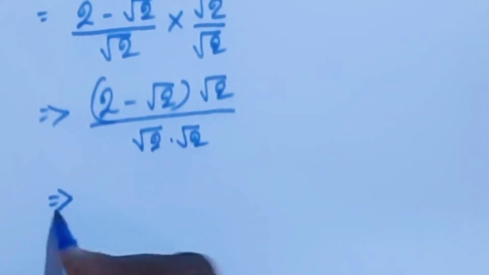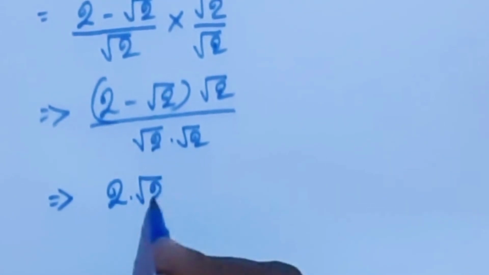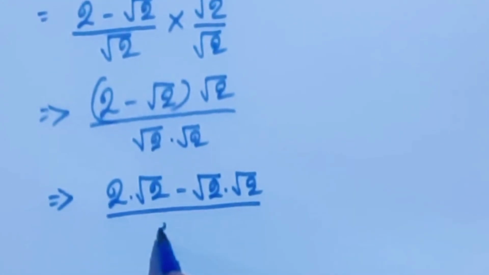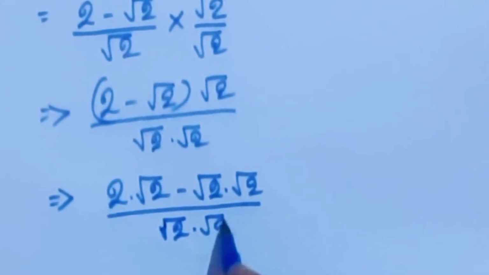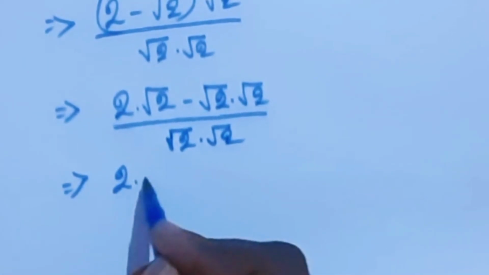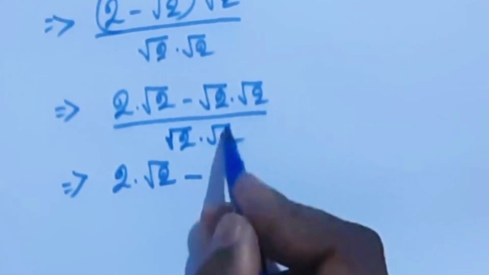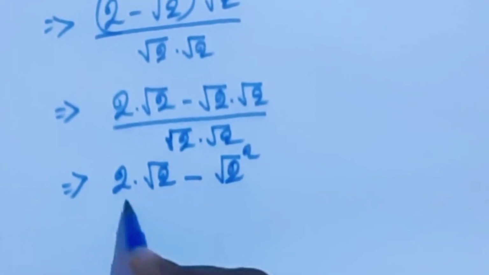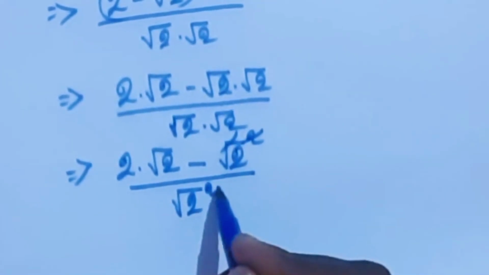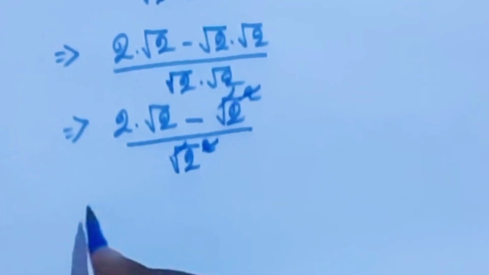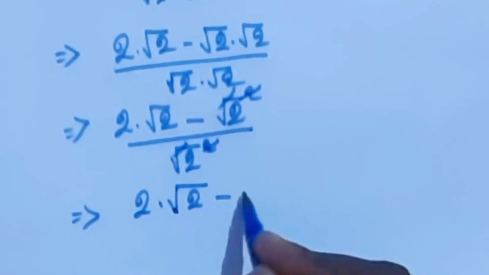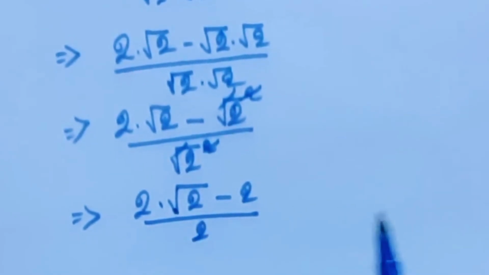Now 2 times the square root of 2 minus the square root of 2 times the square root of 2, by the square root of 2 times the square root of 2. Here 2 times the square root of 2 minus the square root of 2 square, by the square root of 2 square. Now the square and square root will cancel each other. Same way this square and square root will cancel each other. 2 times the square root of 2 minus 2, by 2.